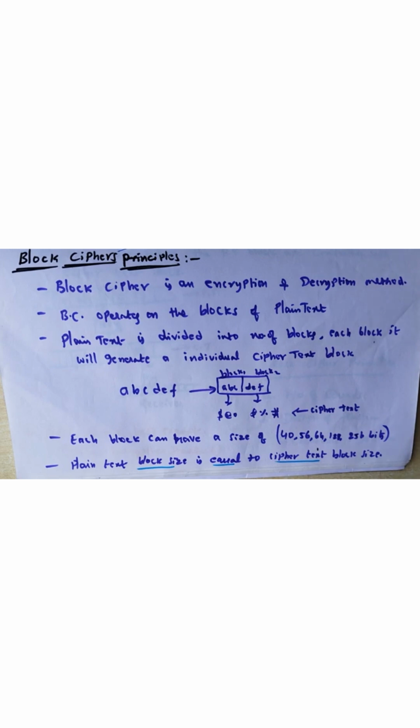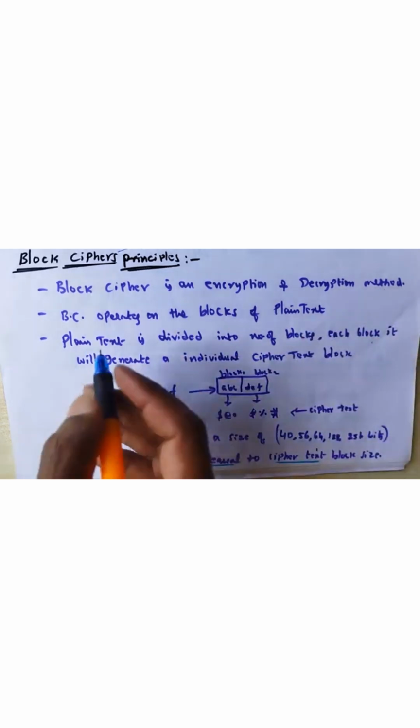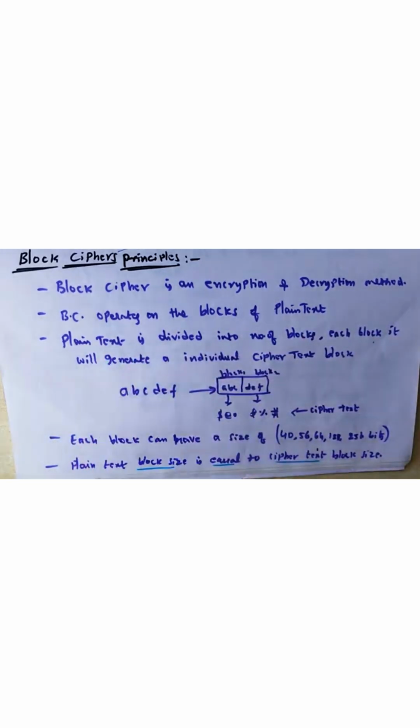What is the meaning of block cipher? A block cipher is a mechanism of encryption and decryption. It is a combination of encryption and decryption. A block cipher is an encryption-decryption method, and it operates on blocks of the plain text.